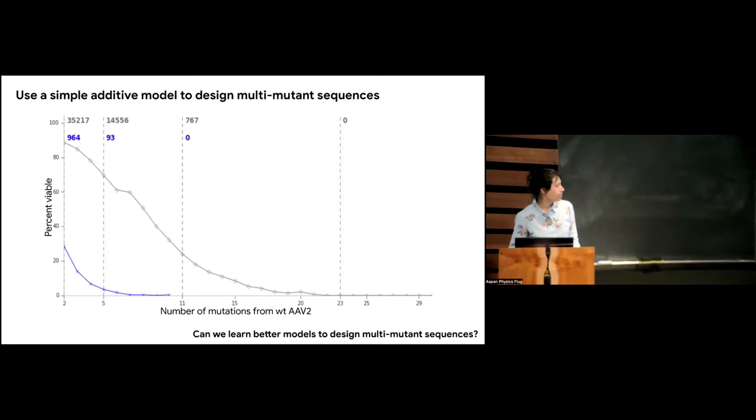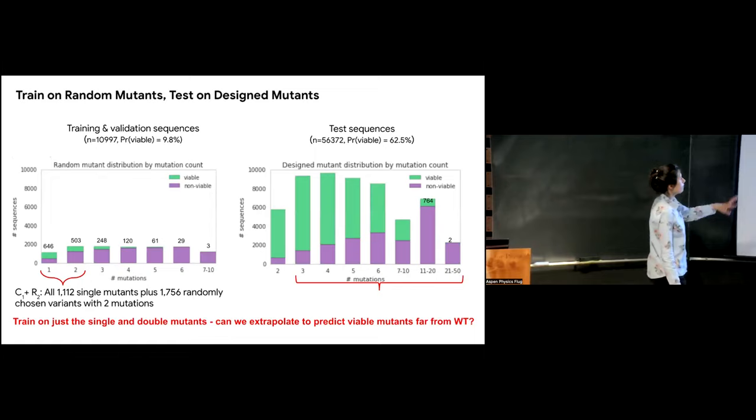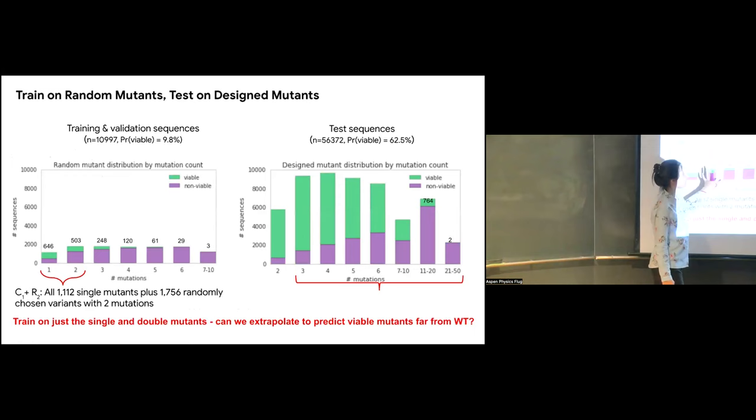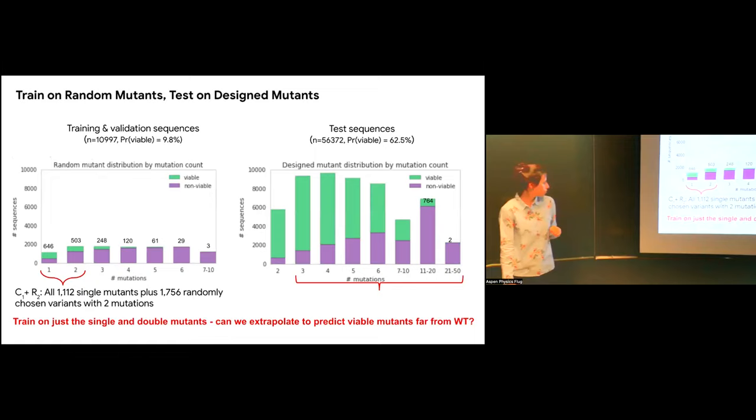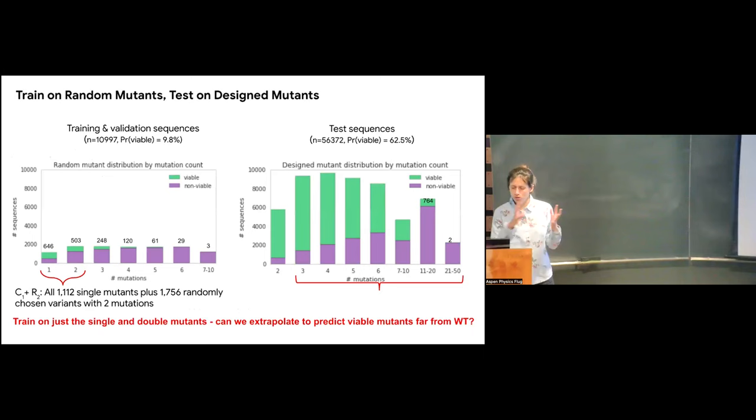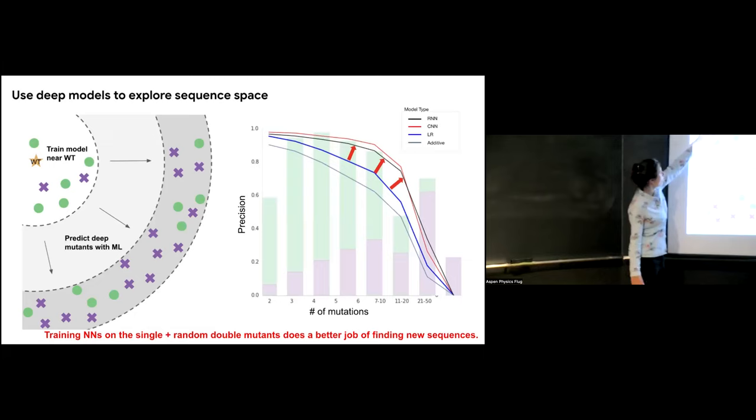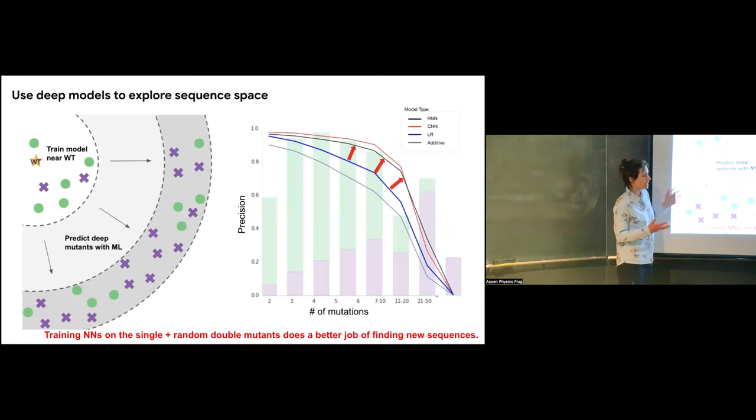And so we first did a retrospective analysis. We train on some of this random data. Can we predict the sequences that were designed by our additive model? We're training here on just a few thousand data points of either one or two mutations. But our training data is all close to wild type. So we're really trying to extrapolate: we train the model near the wild type and then predict things that are further away. The things are all designed using an additive approach, so it's kind of simple.